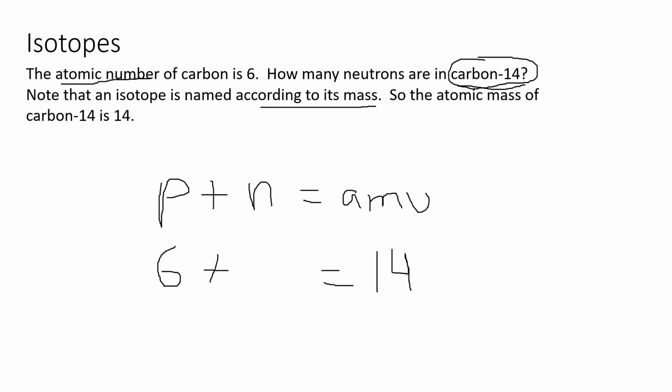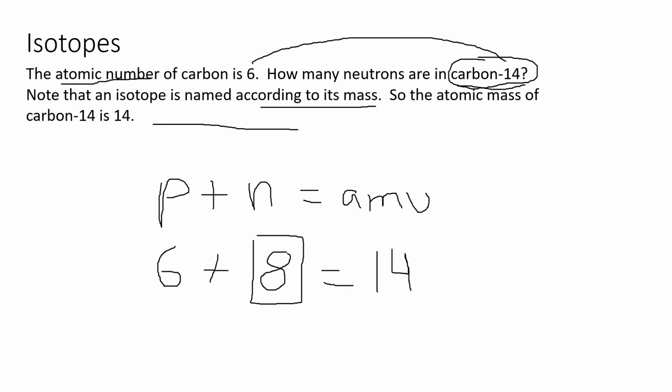So if the question says, how many neutrons are in carbon-14? Well, you just fill in the blank here. 6 plus what is 14? It happens to be 8. So if you're given an isotope question, it would ask you here, how many neutrons are in carbon-14? The answer would be 8. So basically you're subtracting the two numbers they give you to find the number of neutrons.